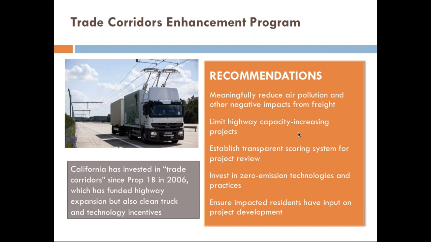A couple other points, we want to make sure that there's a transparent scoring system for project review. There's a lot of good goals that are part of the screening and evaluation process, but we want more clarity and accountability on how this Transportation Commission will value reducing environmental and community impacts when it selects projects for funding. And then lastly, we want to make sure that impacted residents, those who live near those trade corridors, near freight facilities, have input on the project development. And so with that, I'll leave it there and just mention that July 17th, next Monday, will be the first workshop since SB1 was passed to get into the details of this trade corridor enhancement program. So you'll find my contact info later if you're interested in getting involved or participating in that workshop next Monday.